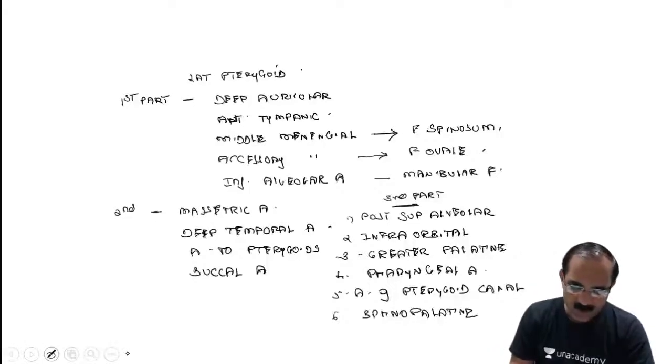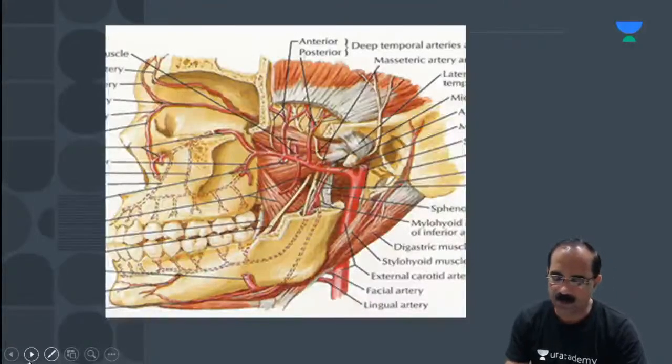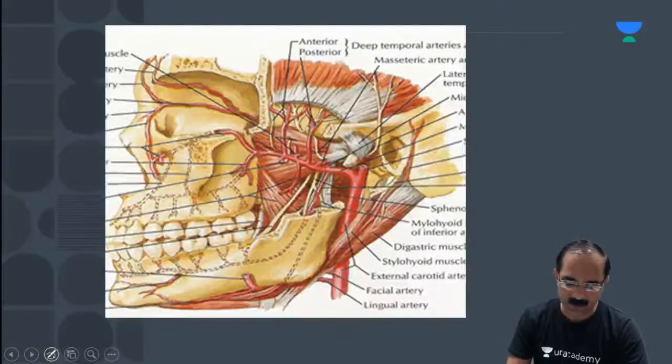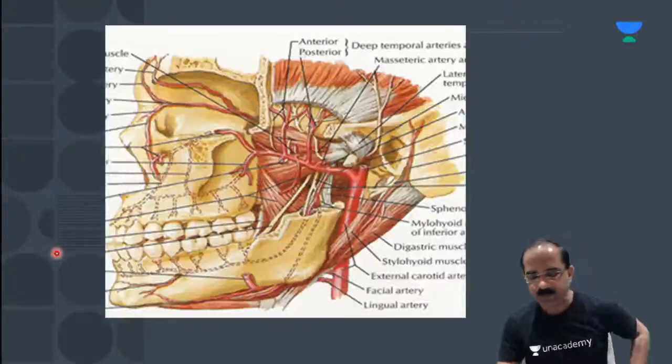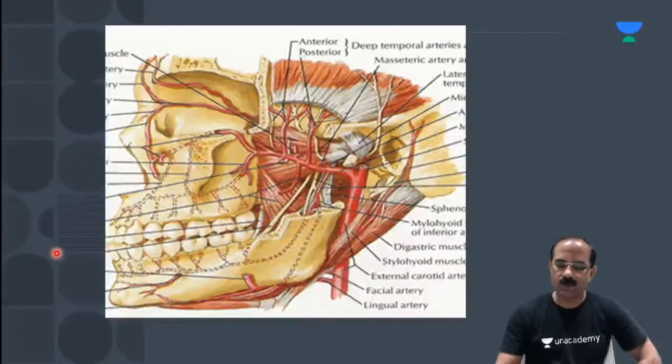Okay, so we proceed to the next MCQ. Look at this slide. Come on. This is a good slide. Look at this. Tell me students now, what is this artery?